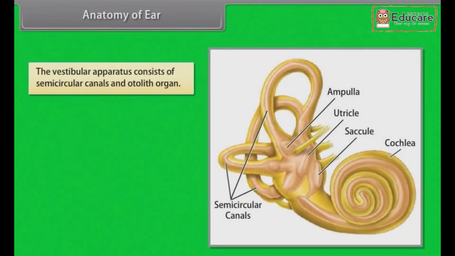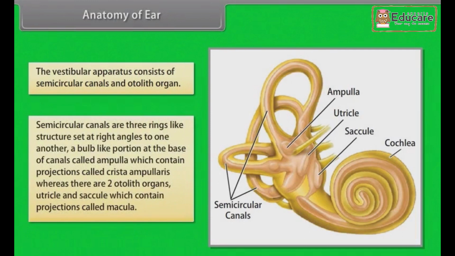The vestibular apparatus consists of the semicircular canals and the otolith organs. Semicircular canals are three ring-like structures set at right angles to one another, with a bulb-like portion at the base of the canals called the ampulla, which contains projections called crista ampullaris, whereas there are two otolith organs, the utricle and saccule, which contain projections called macula.